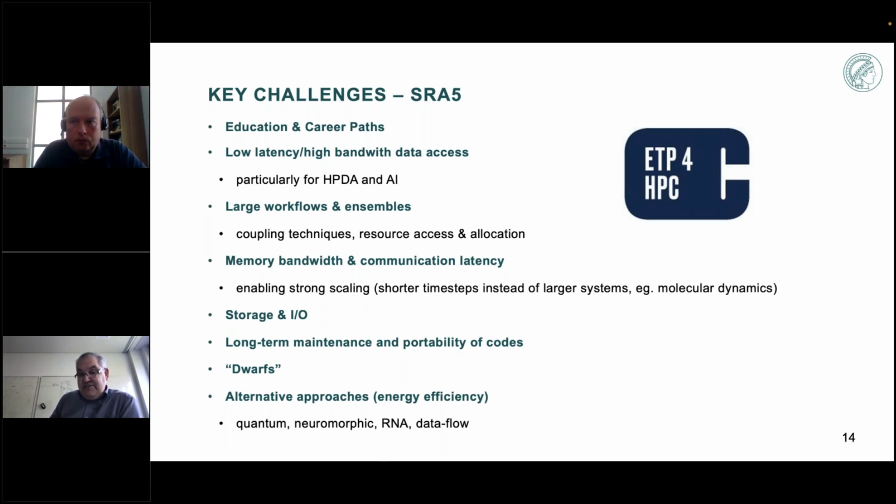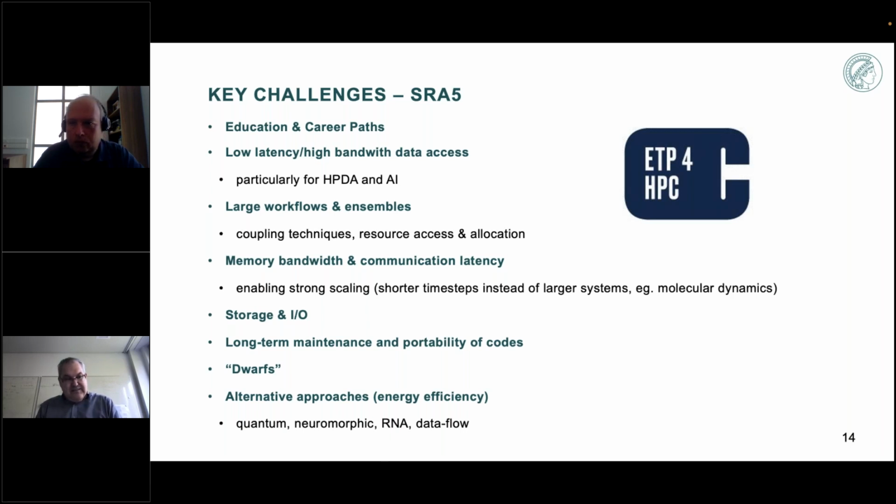When we come to the technical issues, these are basically the technical issues that provide currently main challenges to those applications and usage models that I've alluded to. We need lower latency and higher bandwidth for data access, particularly when it comes to artificial intelligence. We need workflows and ensembles, meaning how to couple the different simulations, how to allocate the resources, how to access the resources in a very dynamic way.